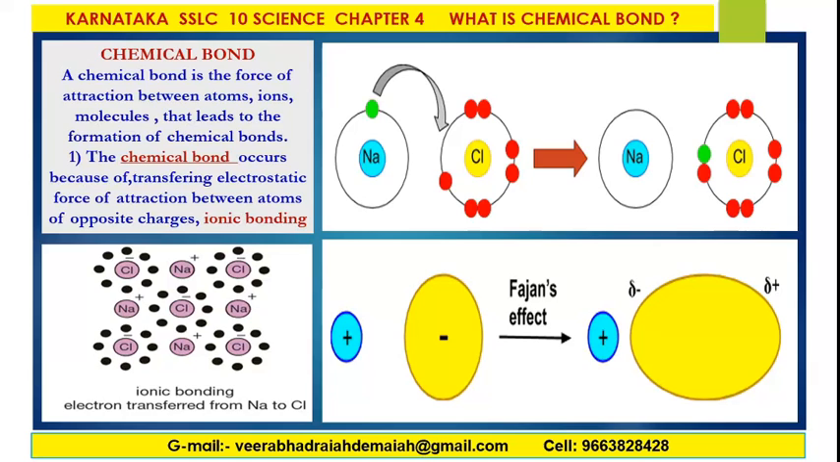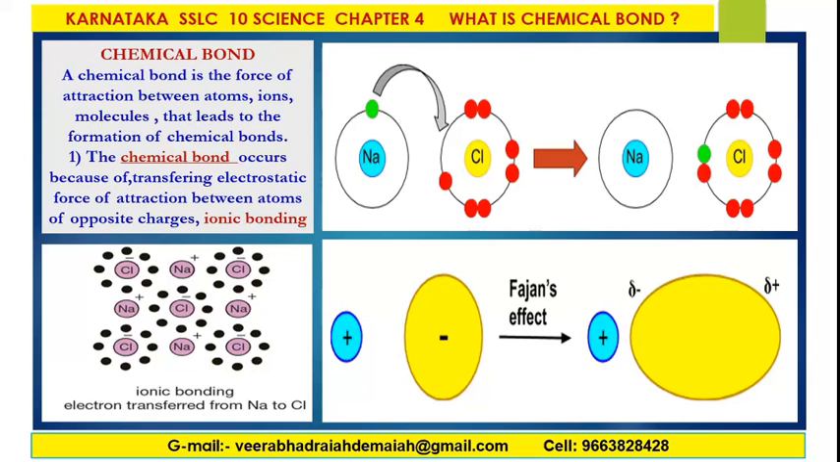Anyway, the lesson today is chemical bond, that is, ionic bonding. Here, sodium and chlorine: the transference of electrons. This is the sodium atom, and this is the chlorine atom. Between the sodium atom and chlorine atom, the transference of electrons leads to the formation of sodium chloride, and hence an ionic bond is formed. That is ionic bonding, electron transfer from sodium to chlorine atom.